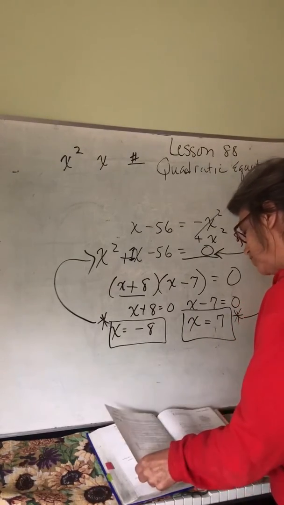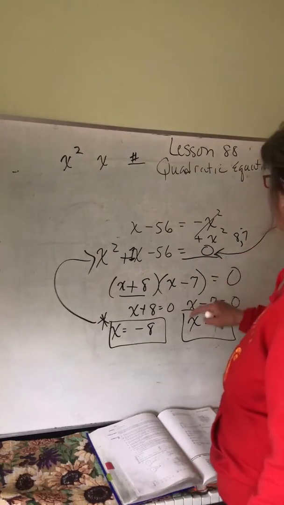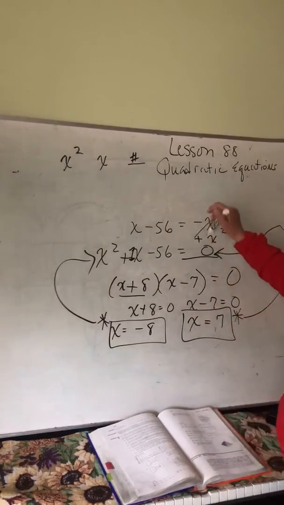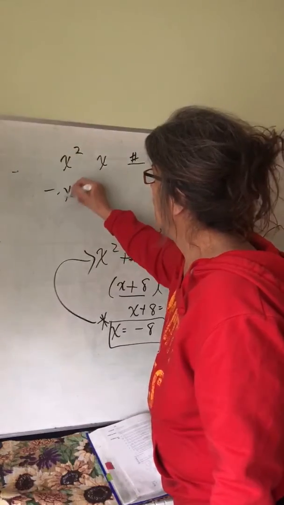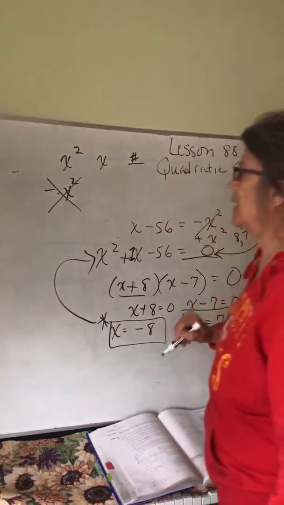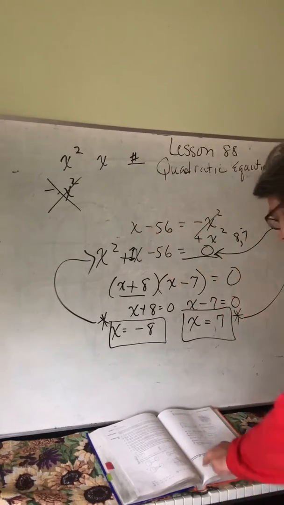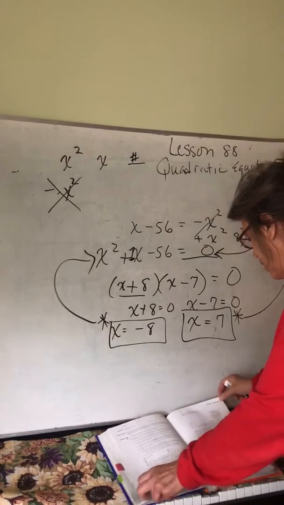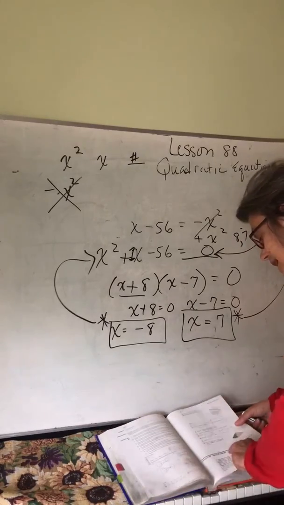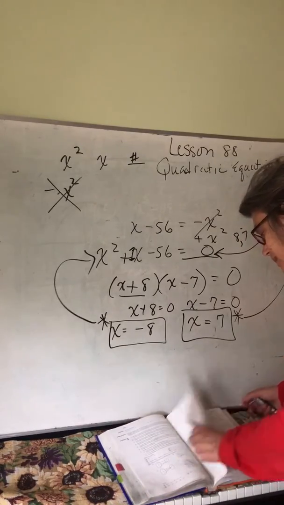Okay, so the only thing you need to remember is that you can't have a negative x squared, so you have to either multiply everything by a negative 1 or rearrange it to get it set up right. And that's basically all of lesson 88 right there. And I think you should be able to do that.